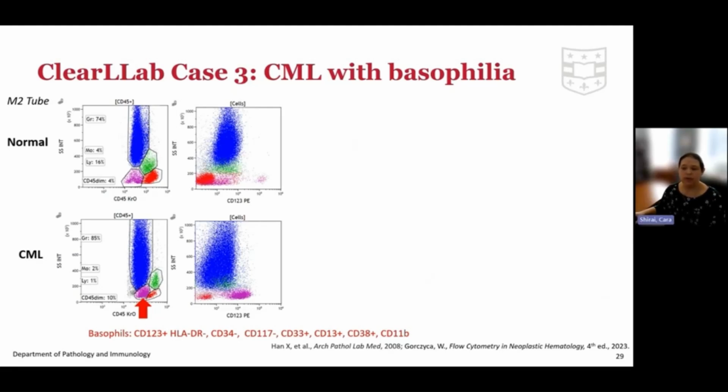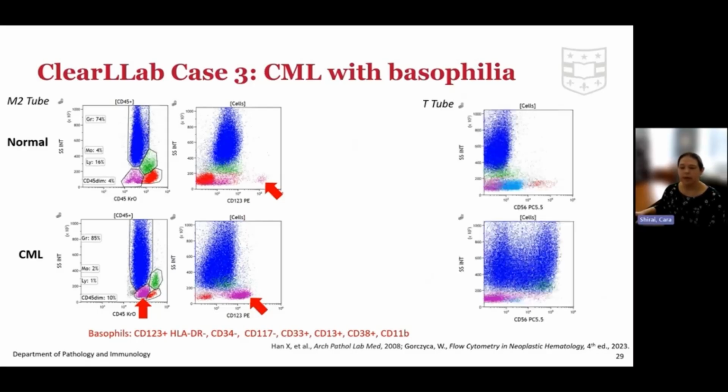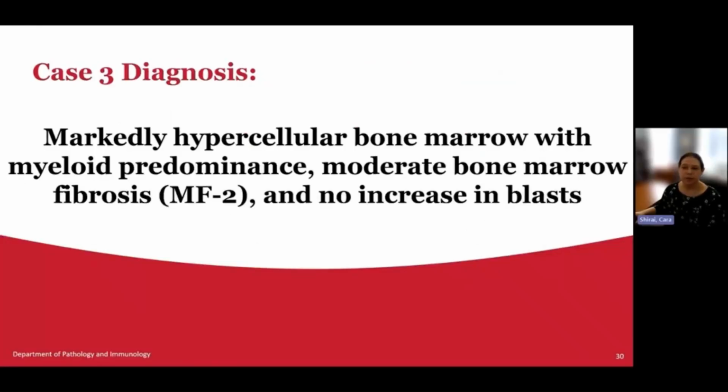Note that there is a small population of basophils in the normal patient bone marrow sample. Their CD123 expression is quite bright, while our CML patient's basophils are dimmer for CD123 expression. Reduced CD123 expression has been observed in CML. An additional common finding in CML was present in the ClearLLab T-cell tube analysis of this patient, which shows aberrant CD56 expression on granulocytes. The final diagnosis of this patient is more descriptive, which is common in CML: markedly hypercellular bone marrow with myeloid predominance, moderate bone marrow fibrosis, and no increase in blasts.